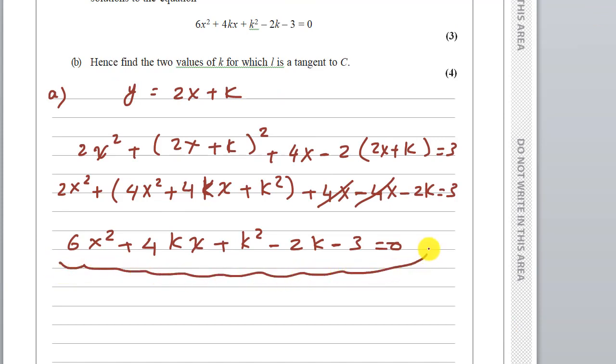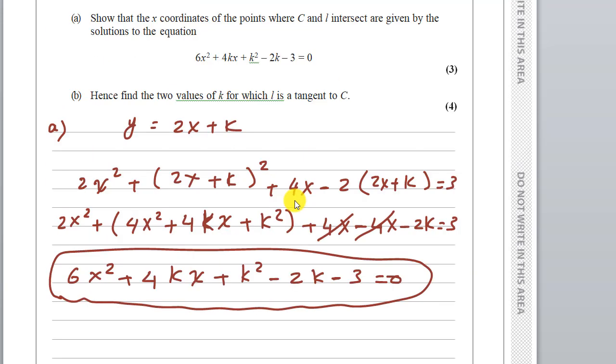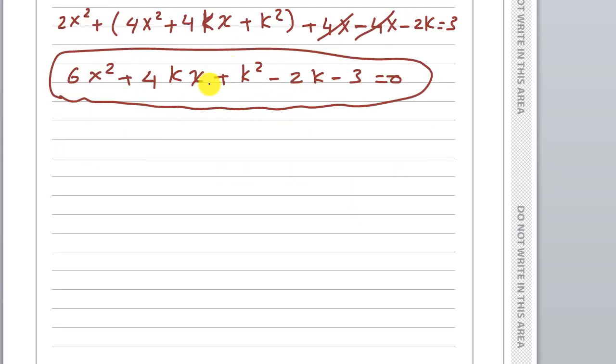He asked for this equation, which is the intersection between the line and the curve. Okay? Hence, find the two values of k where L is tangent to C. The line will be tangent to the curve if the intersection, this equation, has only one solution. So one solution means b squared minus 4ac is equal to 0.